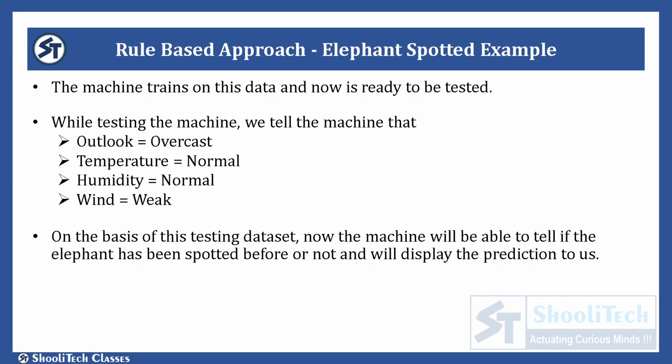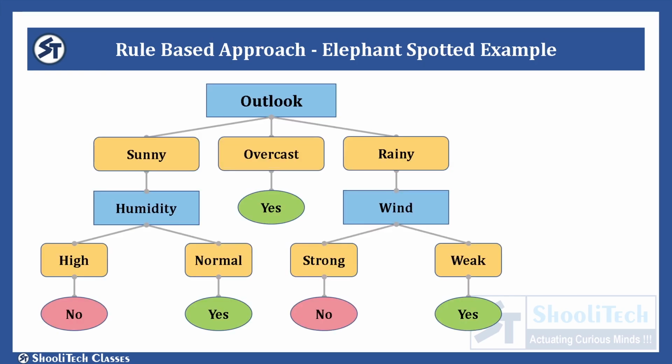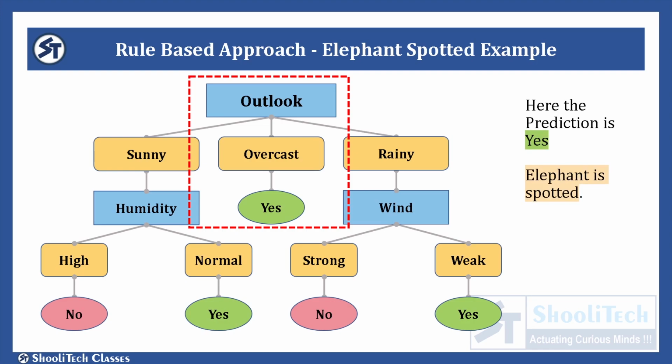Now if we test this decision tree for any particular situation, like if our testing data is outlook is overcast, temperature is normal, humidity is normal, and wind is weak, and we want to know that in this situation elephant spot is yes or no, then by carefully observing the decision tree model, we will notice that if the outlook is overcast, then elephant is always spotted. So here the prediction is yes, the elephant will be spotted, right?